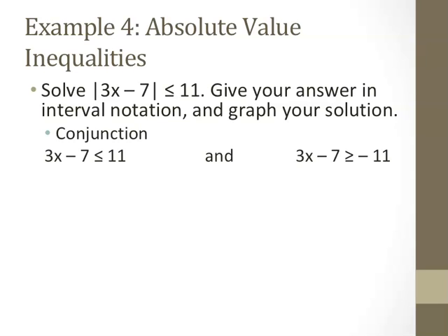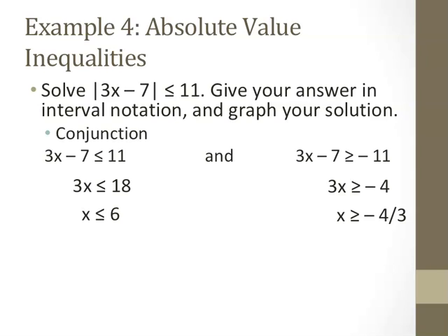So that would be 3x minus 7 less than or equal to 11, and 3x minus 7 is greater than or equal to negative 11. Now we'll solve each inequality separately, and then we'll put them back together. So from the first one, we have 3x less than or equal to 18, which is equal to x less than or equal to 6. On the second inequality, we have 3x greater than or equal to negative 4. Divide both sides by 3, we have x greater than or equal to negative 4/3.